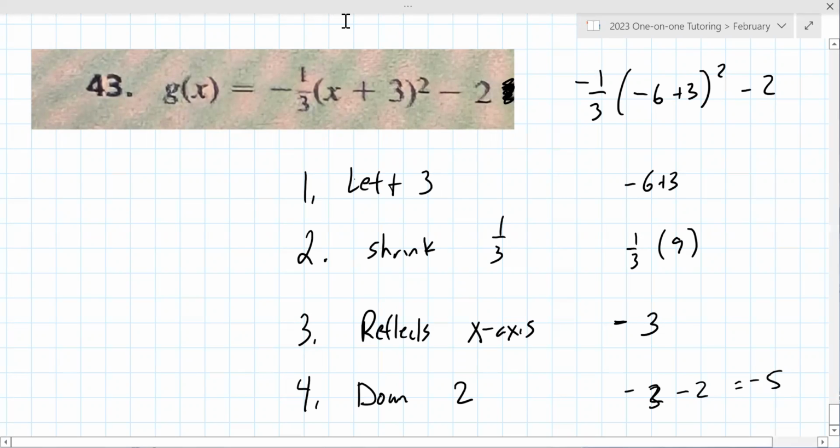Okay, very good. So you wouldn't square it first? No. Like you said, you do -6 plus 3 first, and then you'd square it. I was just making sure. Yes. So then you'd get -3 and then -2.